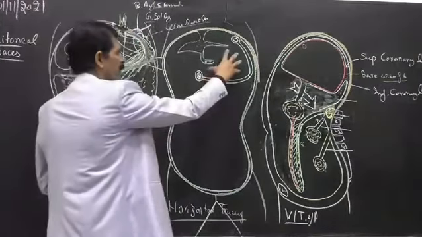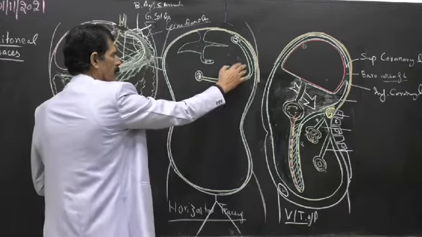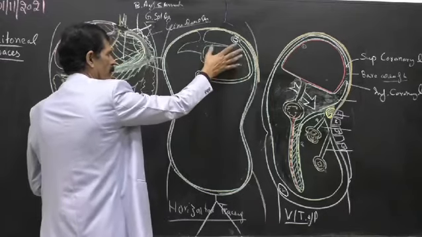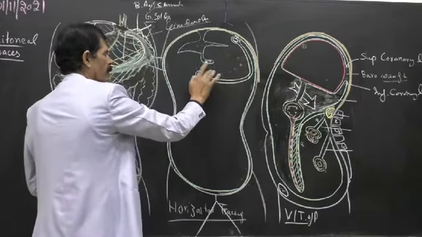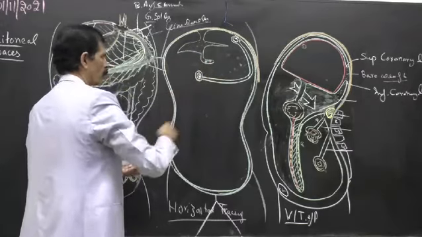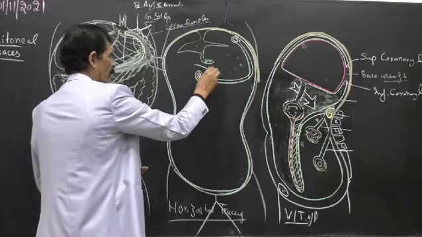So this whole space is the lesser sac. This is the lesser sac. This is the foramen of Winslow, epiploic foramen from greater sac.